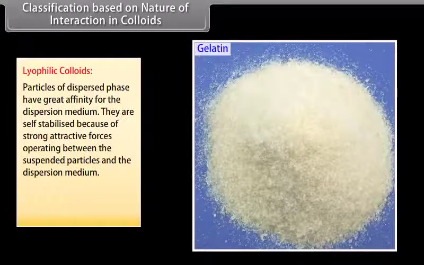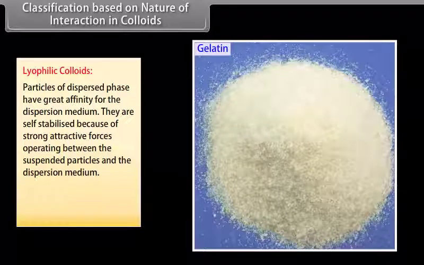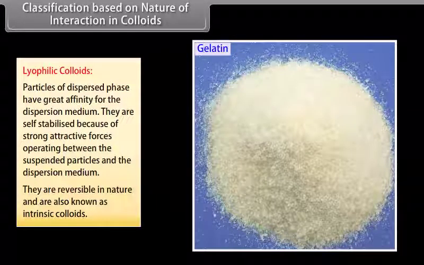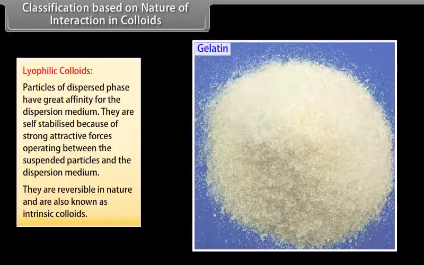Classification based on interaction. On the basis of nature of interaction between dispersed phase and the dispersion medium, colloids are divided into two categories. Lyophilic colloids. Particles of dispersed phase have great affinity for the dispersion medium. They are self-stabilized because of strong attractive forces operating between the suspended particles and the dispersion medium. They are reversible in nature. They are also known as intrinsic colloids. For example, gums, starch, gelatin, and albumin.